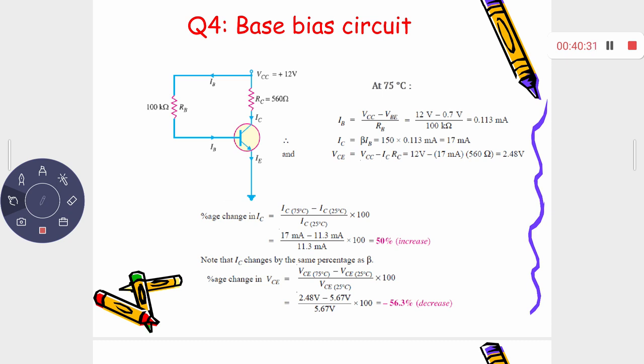So the answer is set down. You have to find out the percentage change in IC and percentage change in VCE.